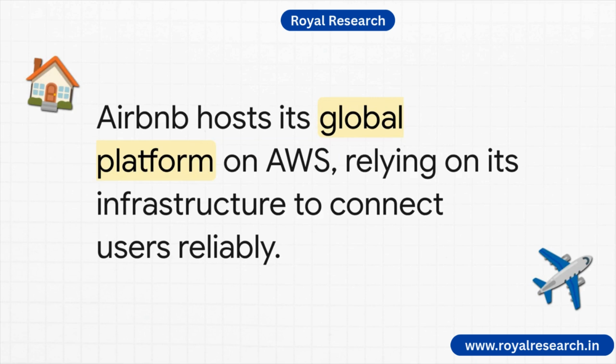Airbnb's entire global marketplace, connecting millions of hosts with millions of travelers, all of that is built on top of AWS. They rely on those core services, the compute, the storage, the databases, to make sure their platform is reliable and can handle traffic from all over the world 24/7.